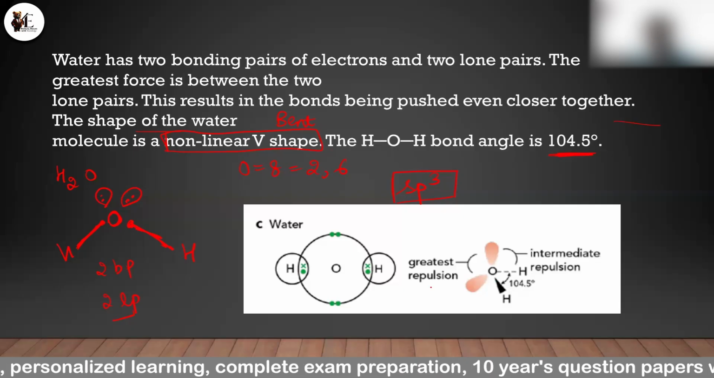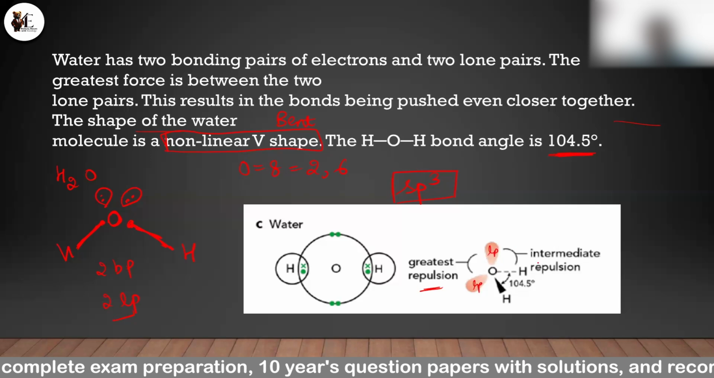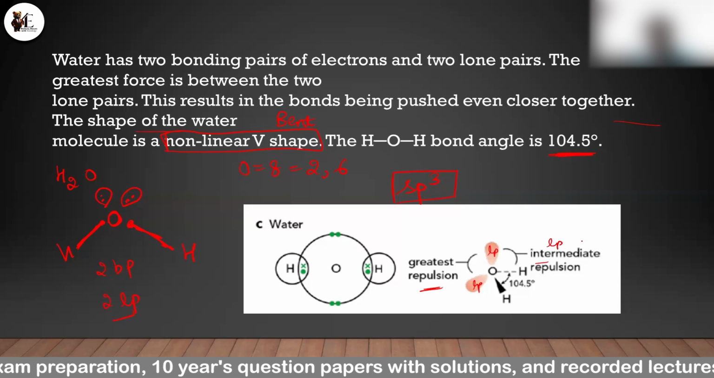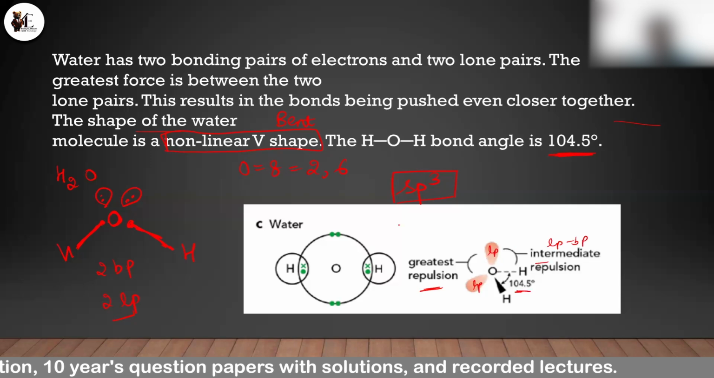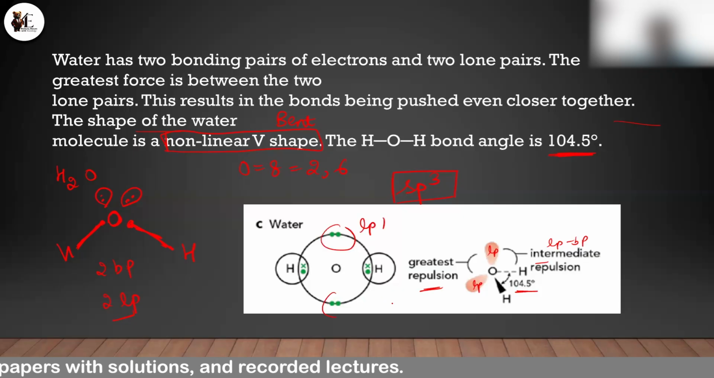So this is the greatest repulsion, between lone pair and lone pair. Intermediate repulsion between lone pair and bond pair. Bond angle is 104.5 degrees, and this is my lone pair 1, and this is my lone pair 2. Two lone pairs. Is it clear?